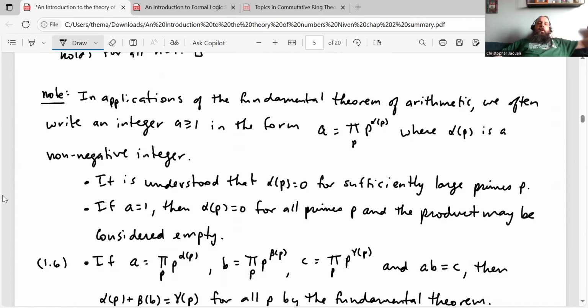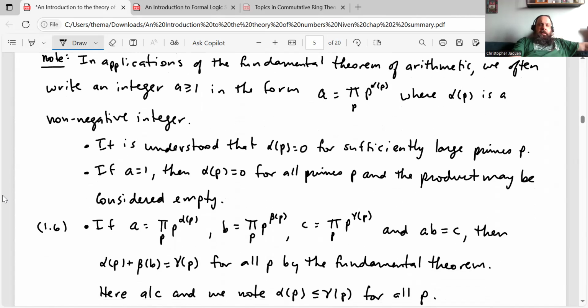In applications of the fundamental theorem of arithmetic, we often write an integer a greater than or equal to 1 in the form a equals this product, like this. For summations, we have the sigma notation, and we have a similar type of notation for products, but we use a capital pi for that. So this is the product over all primes p of p raised to the alpha of p power, where alpha of p is a non-negative integer. And it's understood that alpha of p is 0 for sufficiently large primes p.